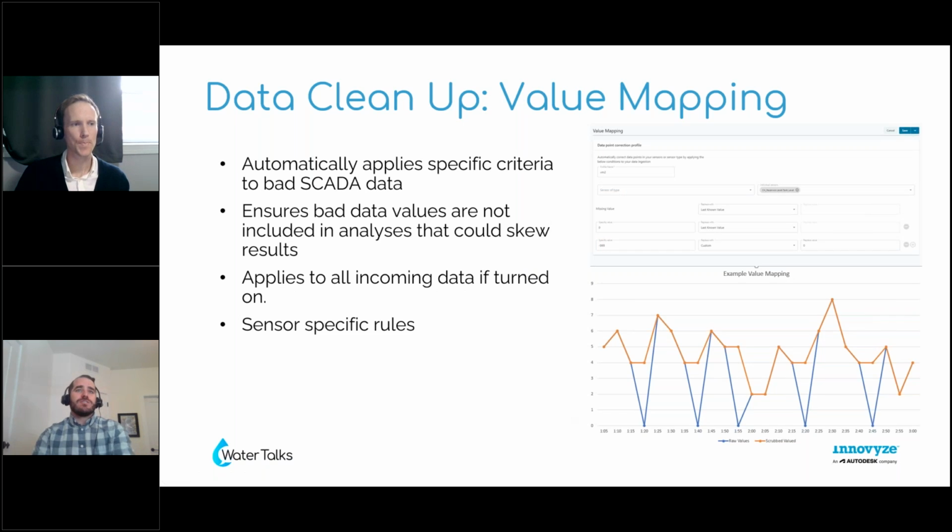So this is some of the things we talked about last week, but I just wanted to touch on it again. I thought it was really important to bring up some data cleanup options, one of which is value mapping. Every sensor system can report or measure bad data. It's just part of the process sometimes. And it is extremely important to fix that before pulling the data into the model. We have a user interface to assist in cleaning this up and allowing you to apply specific criteria to certain sensors or sensor types.